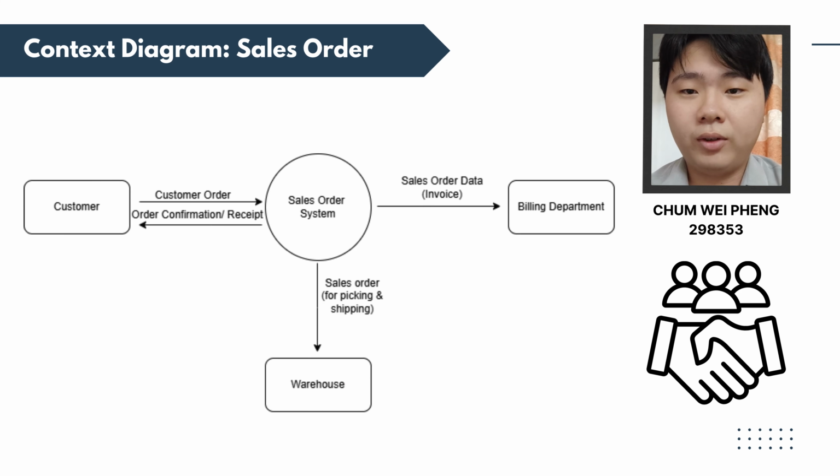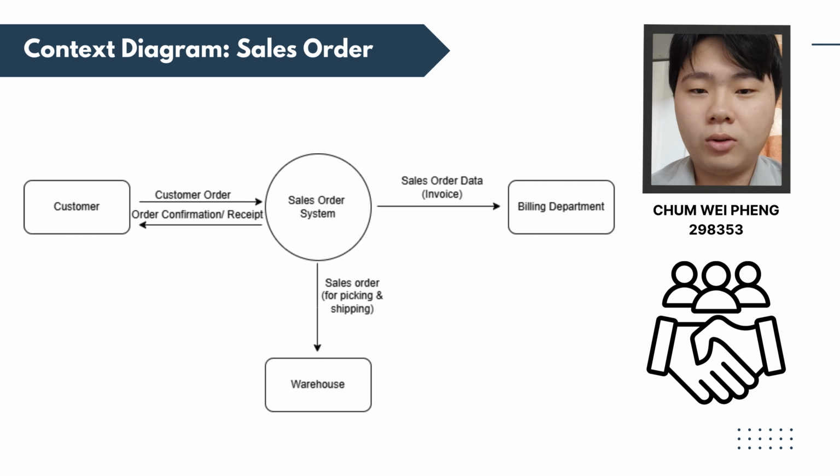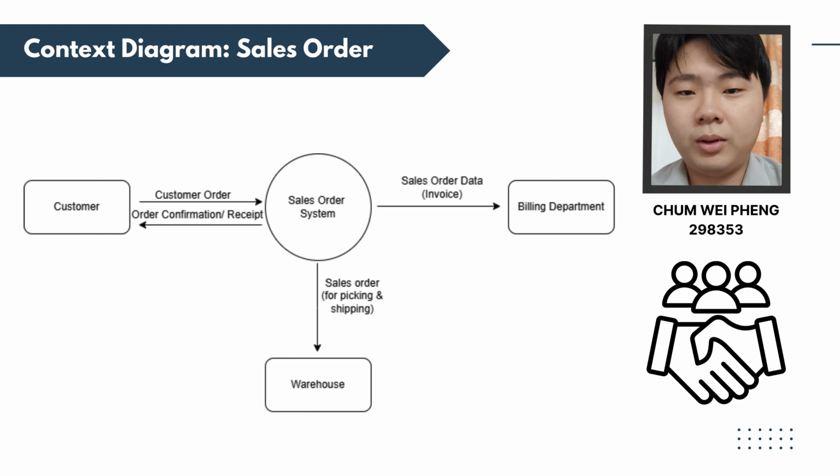This is the context diagram for the Sinto Agro Berhad sales order system. As its name suggests, the system manages all customer orders. Orders come in from the customers. The system then sends order confirmations back to the customers. It also sends the sales order to the warehouse for picking and sales order data to the billing department for invoicing. It provides a quick overview of how sales orders are initiated and processed.